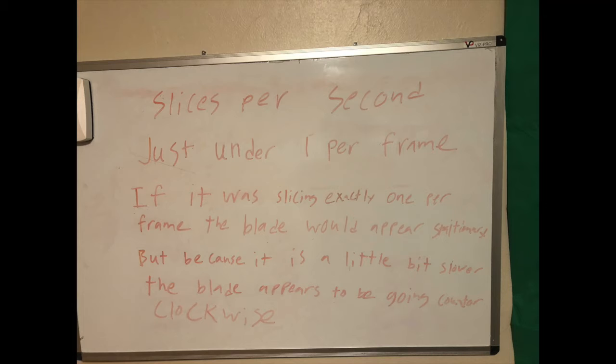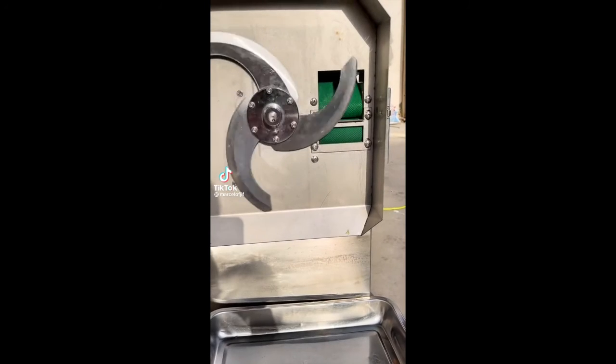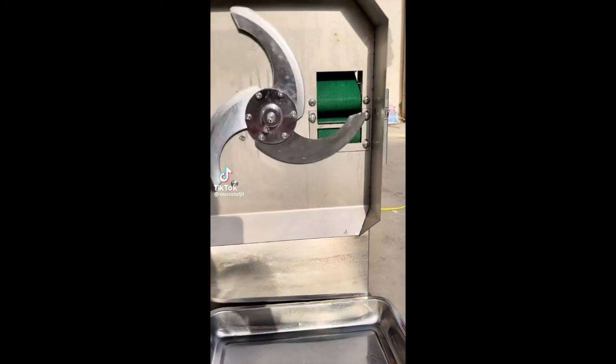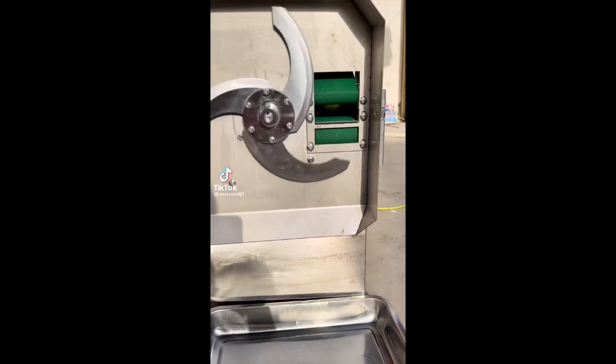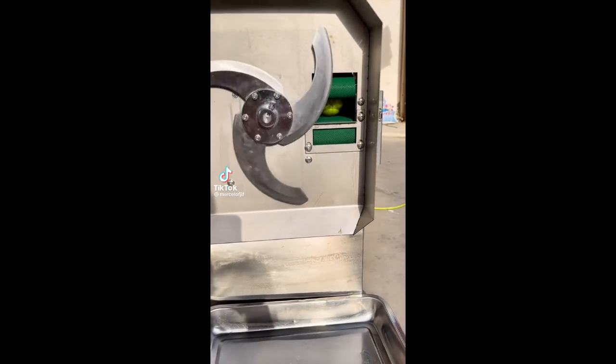Now, if it was slicing exactly 24 per second, it would appear as though the blade was stationary because the frame rate would capture the blade at the same place every time. But because it's a little bit slower, the blade actually appears to be going counterclockwise. So the next step was to see how quickly it appeared to be going counterclockwise by looking at the blades.